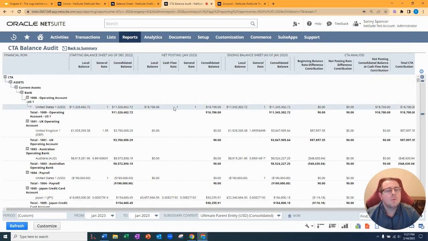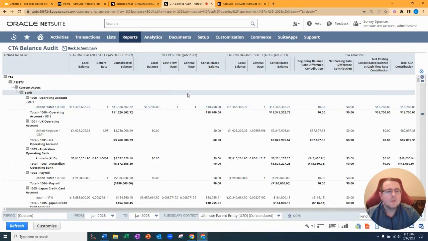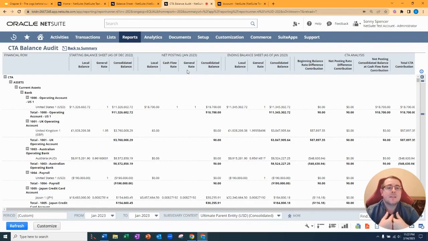Now we can ignore the cash flow rates included in this report because they're not used, they're really for information only. Moving on to the general rate type then, this is the consolidated exchange rate that NetSuite will use for the accounting period in the to section. To arrive at the consolidated balance, we simply take the local balance and multiply it by the general rate. In other words, we're going to take the movement in the accounting period range we're looking at and multiply it by the consolidated exchange rate for the latest period that we're referring to.